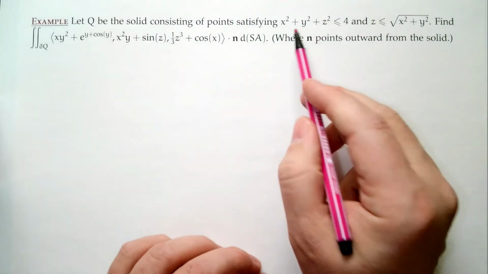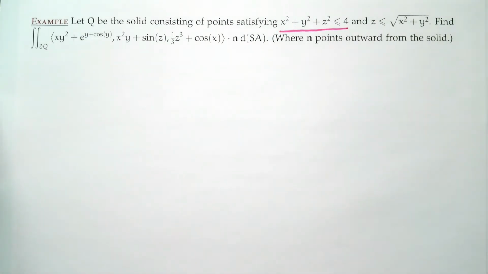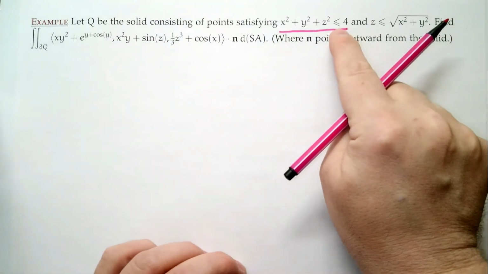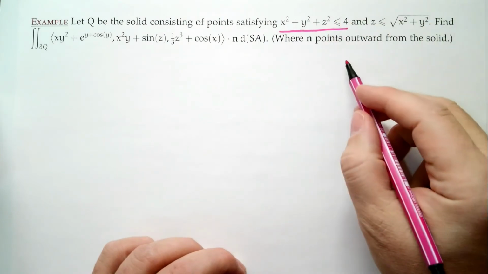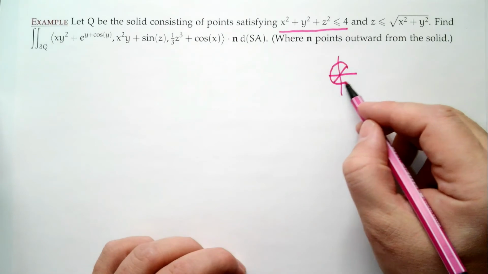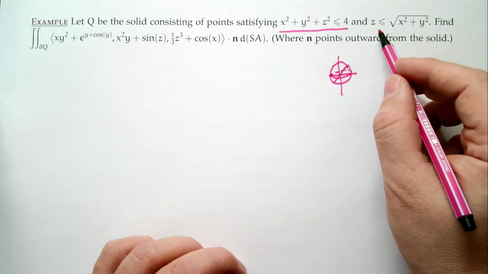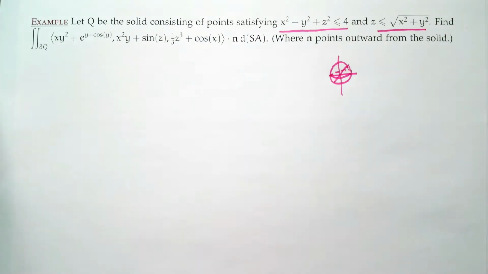So x squared plus y squared plus z squared less than or equal to 4, what does that tell us? Yeah, we want to be inside a sphere, and the inside comes from the less than or equal to. So in particular, we want to be inside a sphere of radius 2. So I have a sphere of radius 2. Now let's go to this one. Z less than or equal to square root of x squared plus y squared.